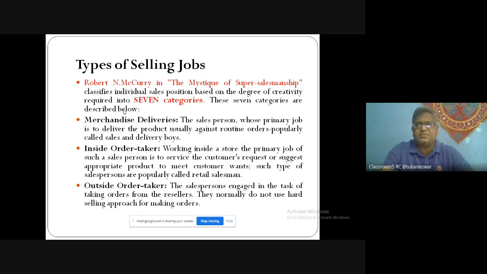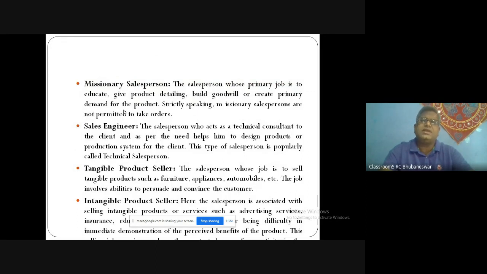And outside order takers: through online, they can take in the orders. If you want to purchase a food item through Zomato, you can order from your place, and then they send it to a particular doorstep. That is called order taking. Another one is the missionary salesperson; sometimes, due to goodwill and primary demand, some salespersons are permitted to take orders. Another one is the sales engineer, a technical consultant you may call, for example for an AC. If some engineer is there, they can rectify the AC, or they can rectify the refrigerator also. Some technical persons you may call a sales engineer.